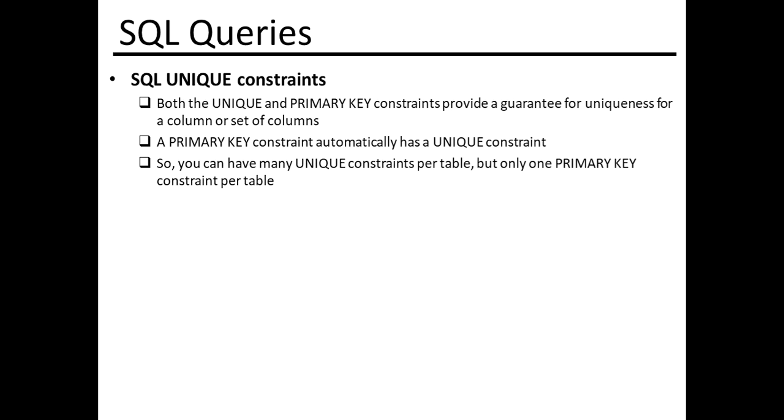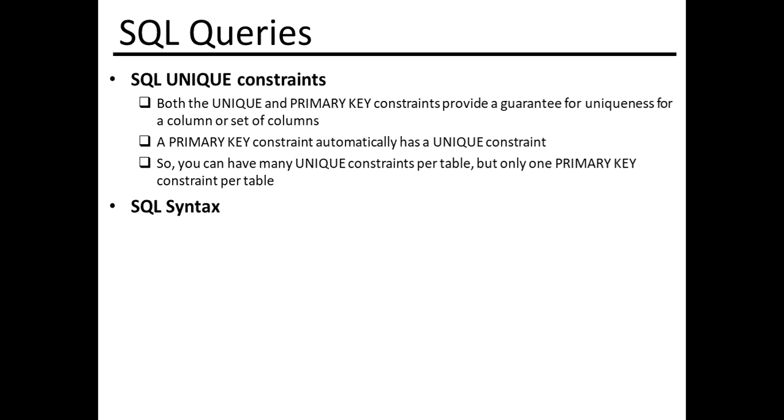Hi, in this course we will try to know about the unique constraint in SQL. SQL unique constraints. Both the unique and primary key constraints provide a guarantee for uniqueness for a column or set of columns. A primary key constraint automatically has a unique constraint. So you can have many unique constraints per table but only one primary key constraint per table.